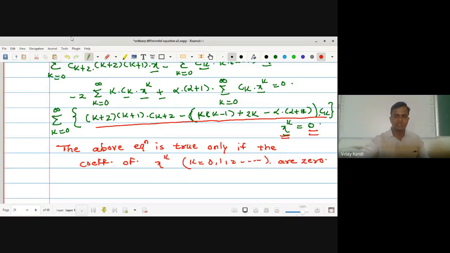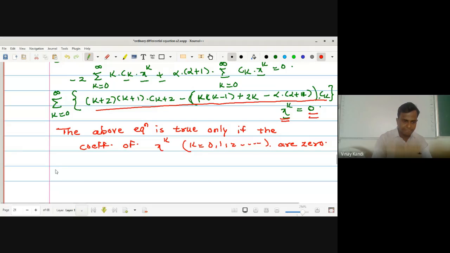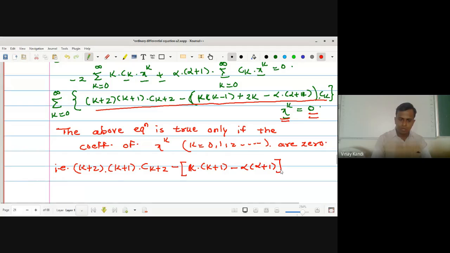Okay, what is the coefficient of x raised to k? That is k plus 2 into k plus 1 into c sub k plus 2, minus the bracket k into k plus 1 minus alpha into alpha plus 1, into ck. This coefficient is equal to 0.